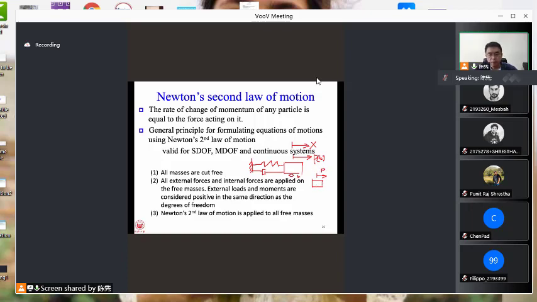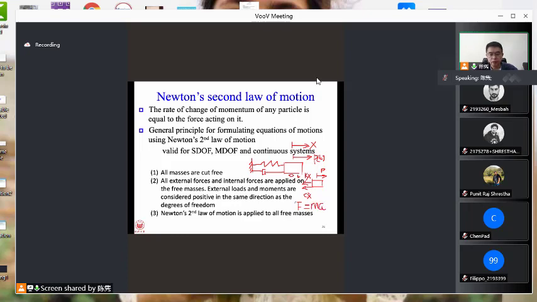Because it's the positive direction here, and then we have the force provided by the spring. This is a restoring force. It always goes back to its equilibrium position, so it should be in this direction. So it's kx. And then this one, this way, is the so-called damping force. Because we use the viscous damping model, it is proportional to the velocity, so it should be c x dot.